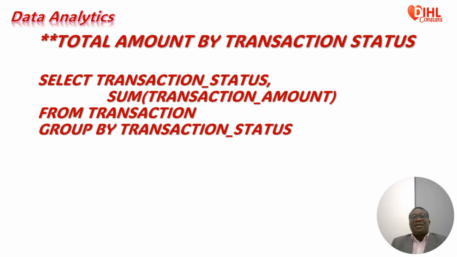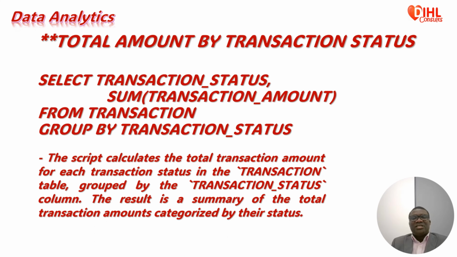We can also look at the total amount by transaction status. So here you say select transaction status, sum transaction amount from transaction, grouped by transaction status. So the columns selected here are based on the columns in that particular table, in this case the transaction table. So the script calculates the total transaction amount for each transaction status in the transaction table, grouped by the transaction status column. The result is a summary of the total transaction amount categorized by their status.